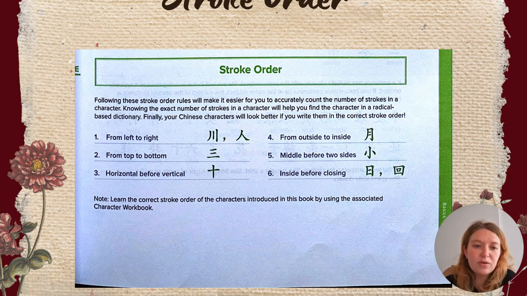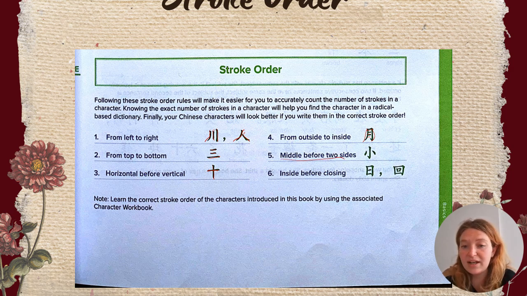But here we have left to right. So you would always do this stroke first, then middle, then outside. Okay, left to right. Here we have left to right. Top to bottom, so 1, 2, 3. Horizontal before vertical, so heng, shu. Outside to inside, which means you will start on the outside and then do anything from within.